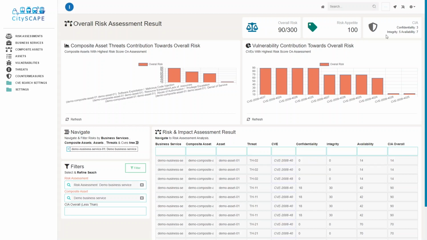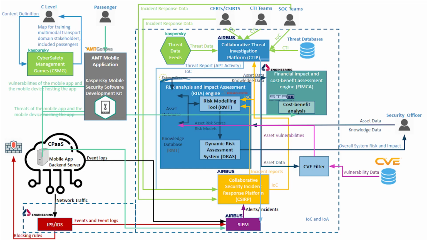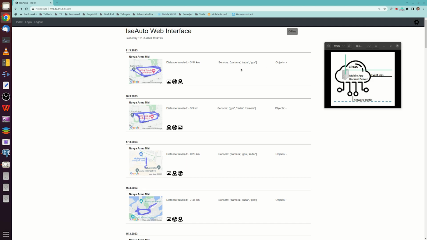RITA calculates the individual and cumulative risk levels which will be used for, firstly, timely identification and warning on vulnerabilities and attack entry points, and secondly, selecting and configuring the required countermeasures. In fact, the outcome of the risk and impact assessment process will be exploited by FIMCA in order to suggest new security configurations.